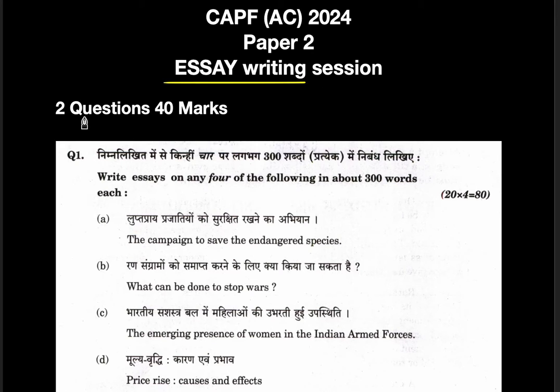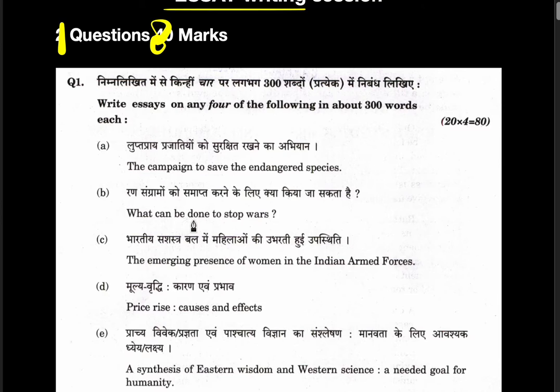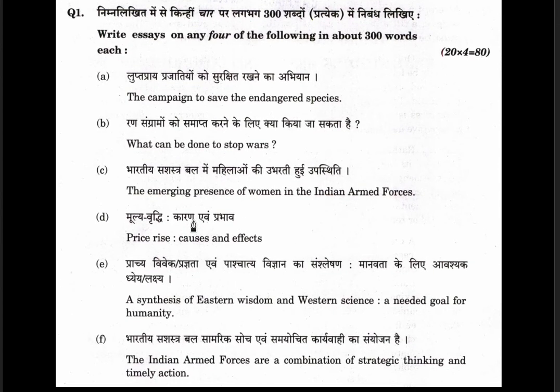I'll start. There is one question of 80 marks. I am showing a screenshot of the official question paper which came. It says: write essays on any four of the following in about 300 words. We'll discuss the paging and everything, but 300, okay? And you have to choose four, so 80 marks.